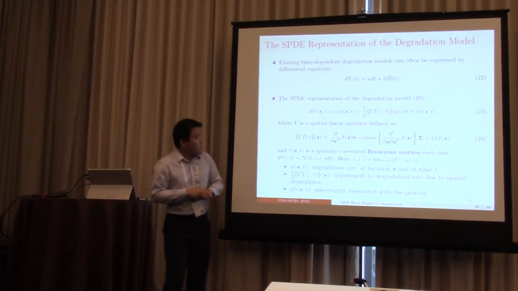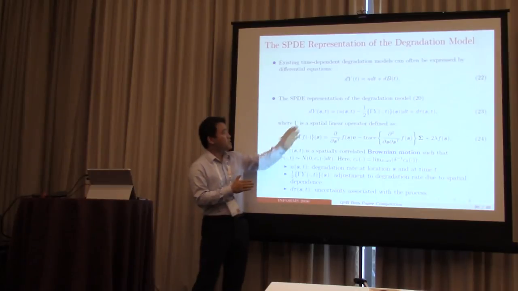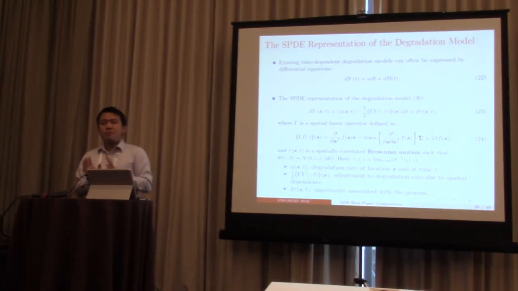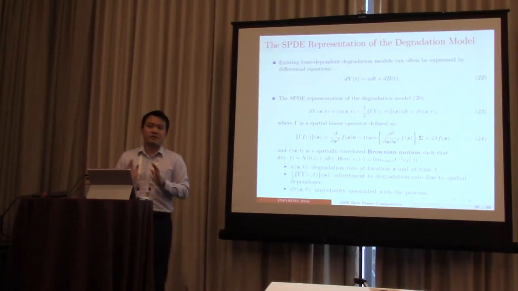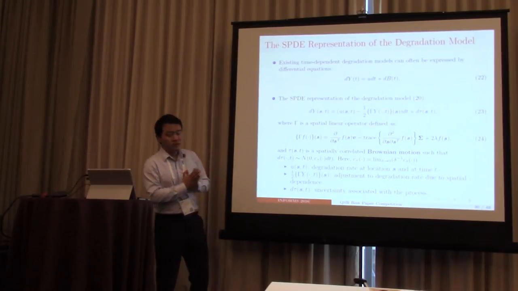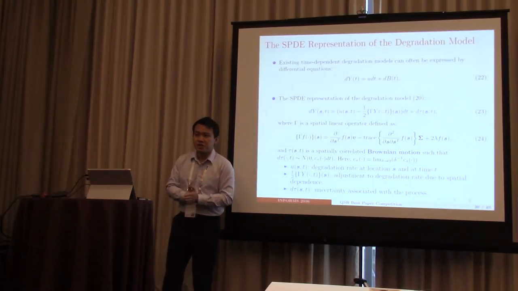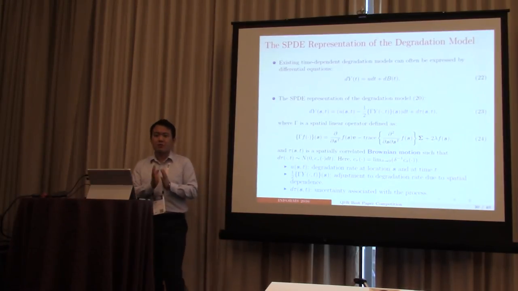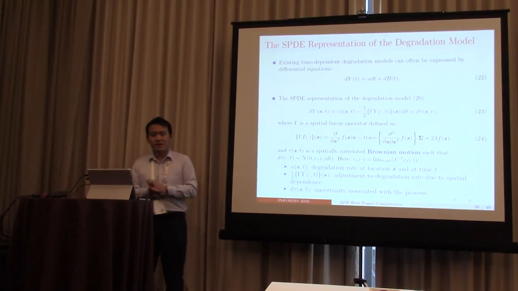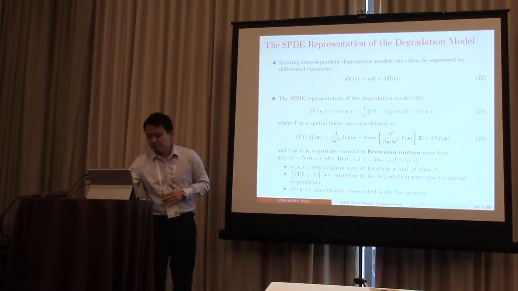Now, just one remark on this. If you look at this, this is basically a partial differential equation. If you remember, we assume that the scaling factor is less than one. That condition ensures that this partial differential equation has a stationary solution. So that's why we need to make that assumption. That's why we can approximate the degradation process by a weakly stationary process. I'm talking about the random part.